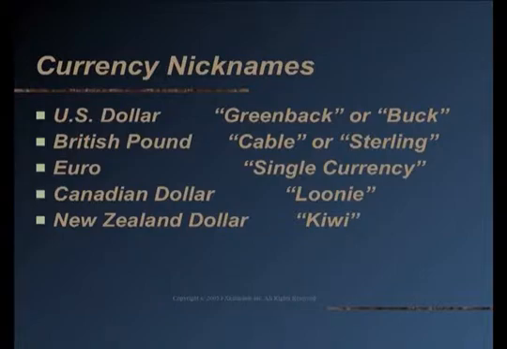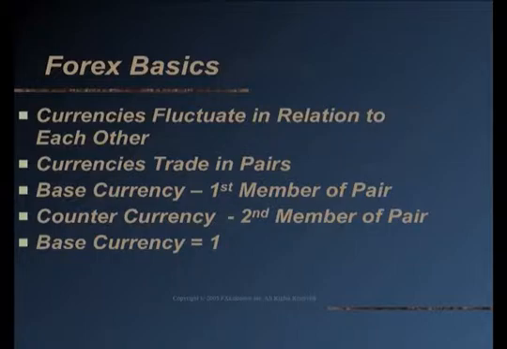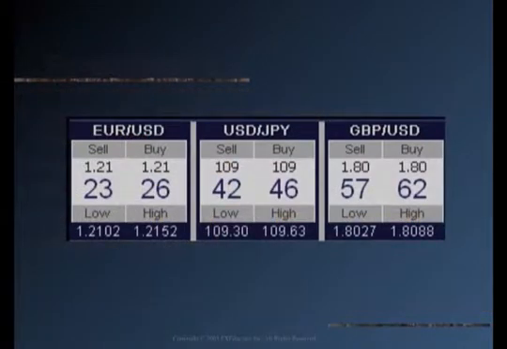So just to review some Forex basics here, the currencies fluctuate in relation to each other. The currencies always trade in pairs. The base currency is always the first member of the pair. The counter currency is always the second member of the pair. And think of the base currency as the number one. For example, if you take a look at this shot of the trading station, 1 euro equals 1.2123 US dollars. That's not too hard, right?